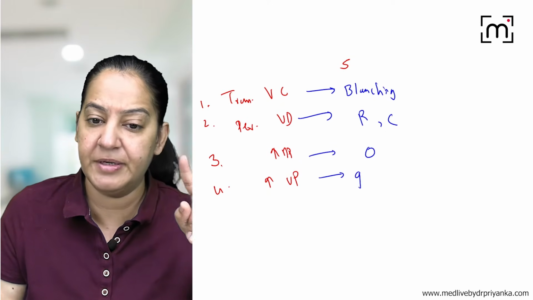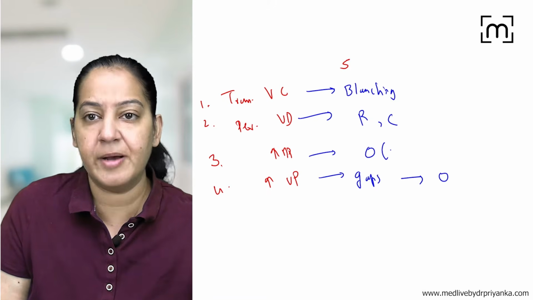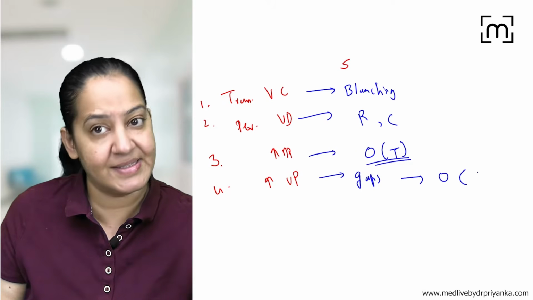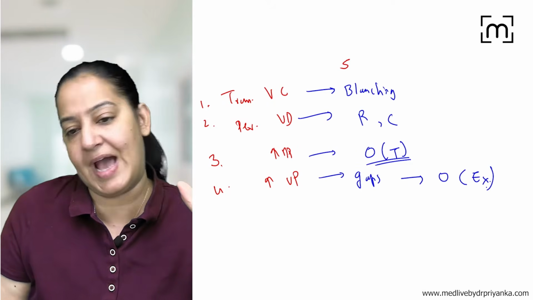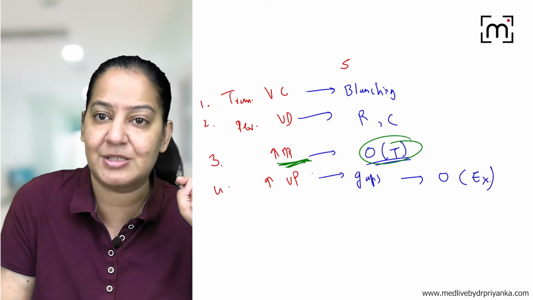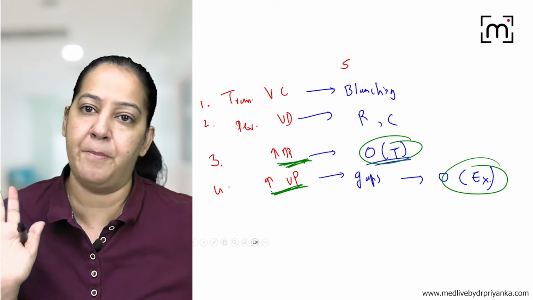Increased vascular permeability means creation of gaps. It also leads to edema. But here only fluid comes out. That's why edema is transudate. Here along with fluid, the protein and the cells also come out. That's why edema is exudate. So please learn that for transudate edema, this step is responsible, and for exudate edema, this step is responsible. That is the ultra important thing.